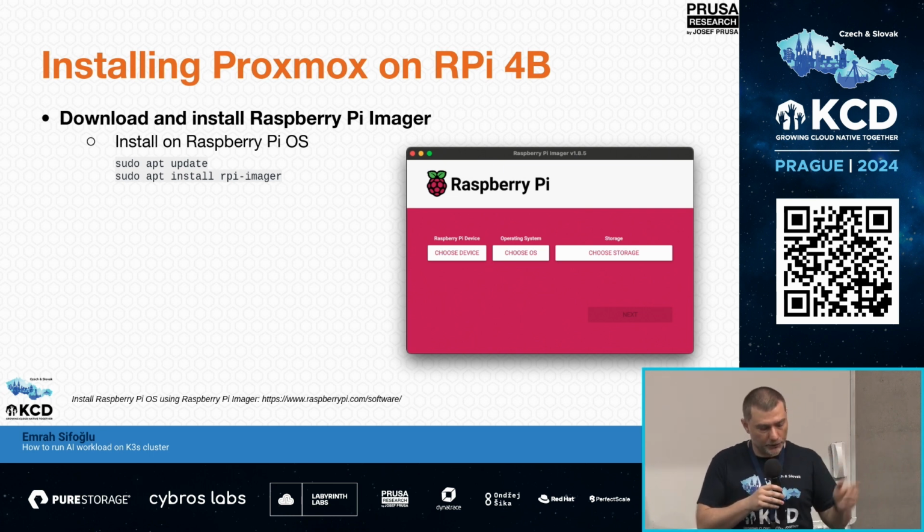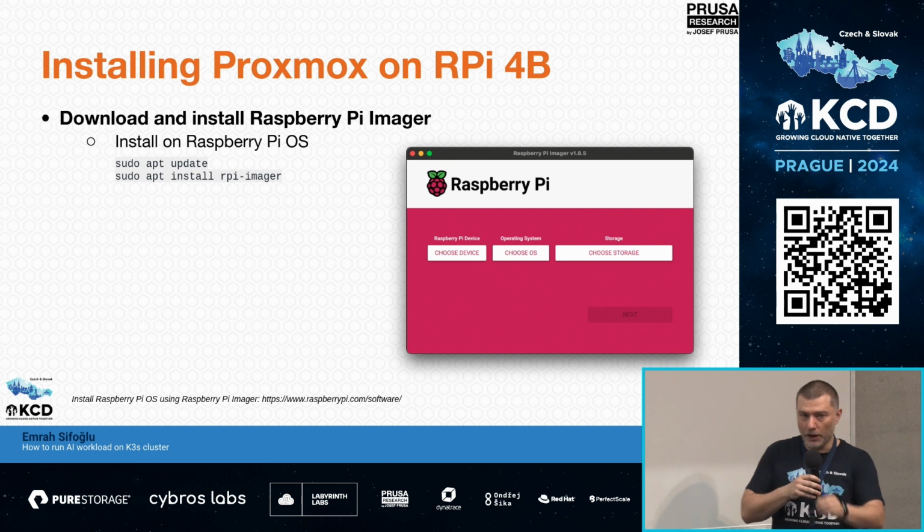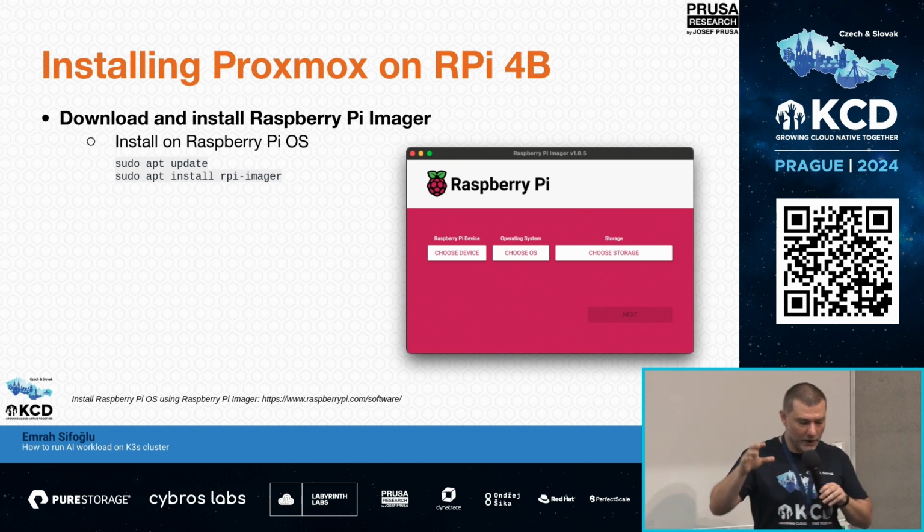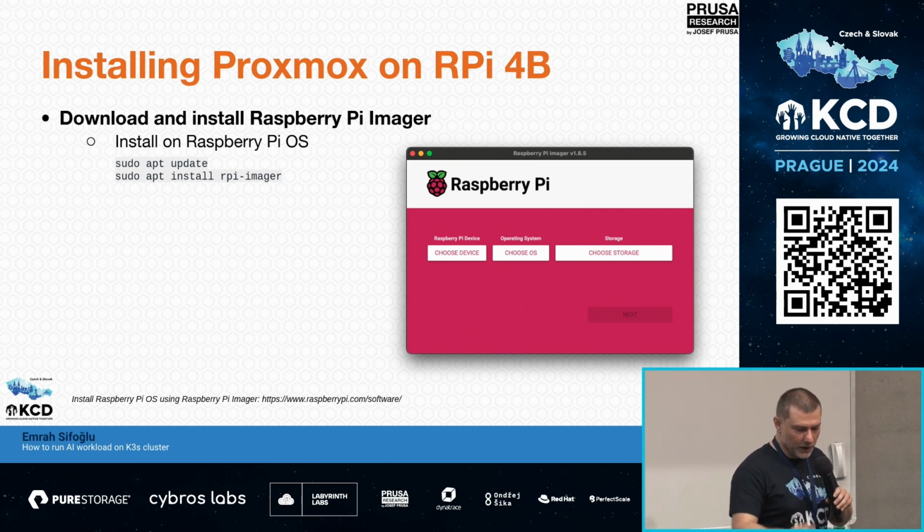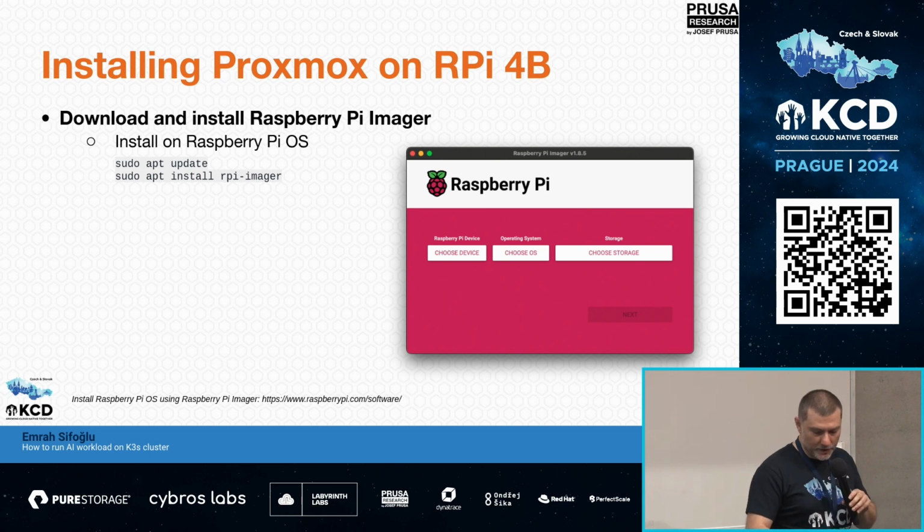If you don't have it, don't worry. I will also show some other slides to tell you how you can do it if you have the Raspberry Pi for the first time without any operating system on it. But if you have the operating system running, then you can basically install Raspberry Pi Imager. You can install the imager using the package manager, or we can just download it.